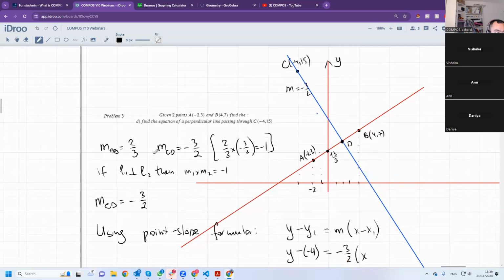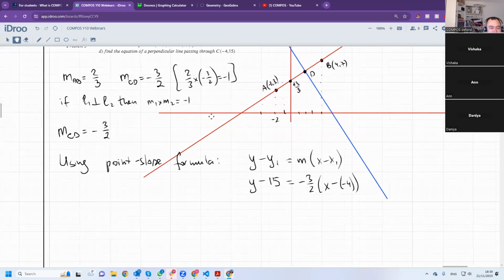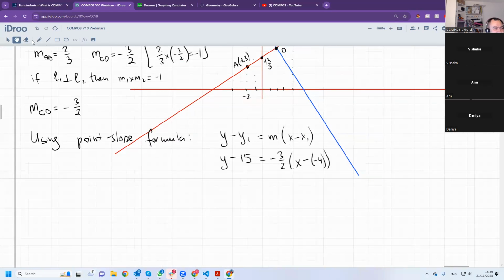Oh, sorry. Yes, I don't see what you've written in the chat, but I believe I can see with peripheral vision there's something in the chat. Of course, I've made a mistake here, so it's minus 15, and then x minus 4, like this. Okay. So slope m is minus 3/2, and x1, y1 is minus 4, 15, the point.